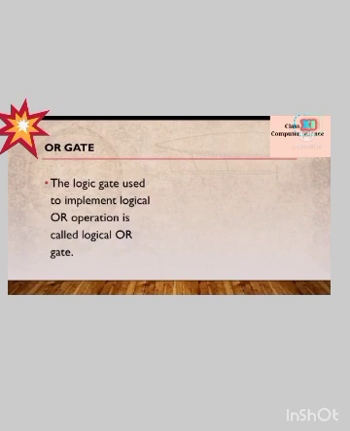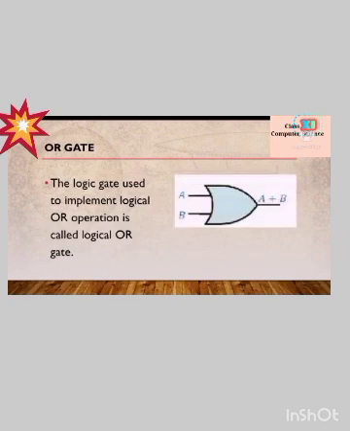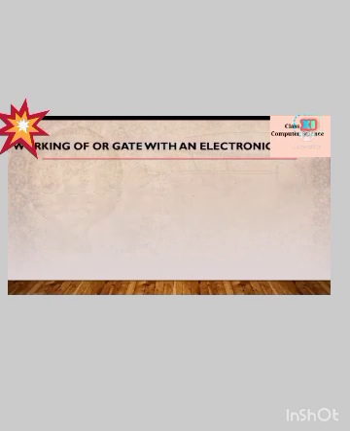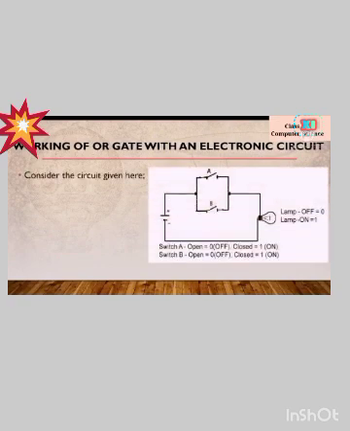The OR gate is the logic gate to implement the logical OR operation. You can see this is the representation of the OR gate, the symbol of the OR gate. We are giving 2 inputs A and B, and this is the notation of this OR gate and the output is denoted as A plus B. We have learned about the truth table also.